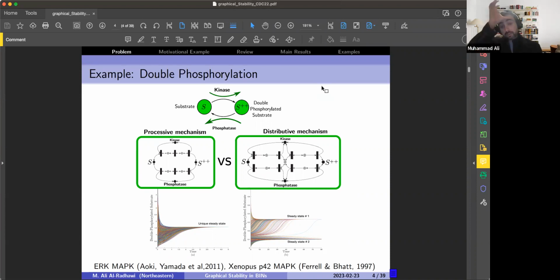The other mechanism is known as a distributive mechanism. You have the substrate binding to the kinase, and it gives it a phosphate group, and then it leaves and then binds again and gives it another phosphate group. So these two networks have different mechanisms, and using the methods that we're going to describe, we can verify that this network globally only admits a unique equilibrium in each stoichiometric class, and this equilibrium is globally stable, while the other one can admit multiple stable phenotypes and multiple stable equilibria.